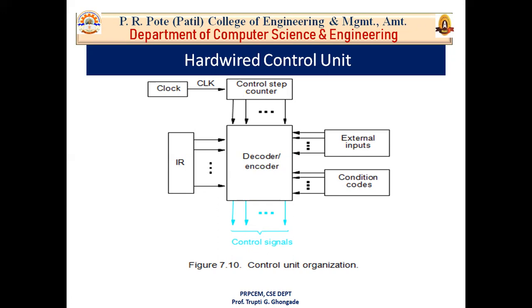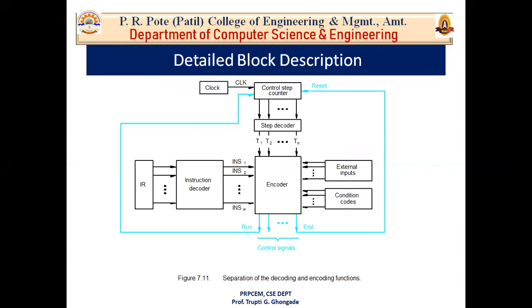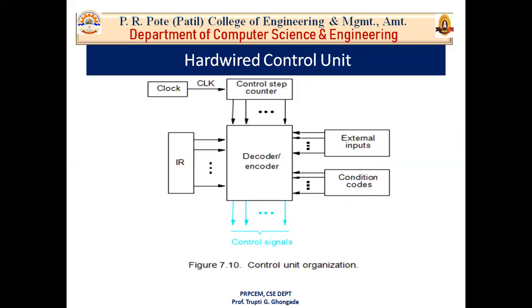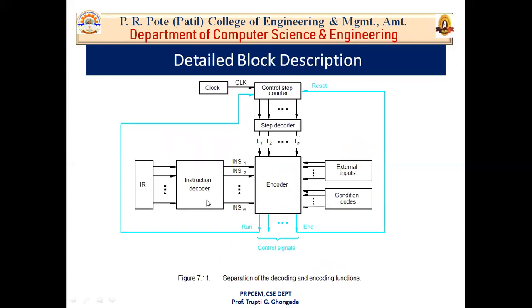Depending on the state of all its inputs, this decoder and encoder is responsible for generating control signals. By separating the decoding and encoding functions, we obtain a more detailed block diagram like this. Here the step decoder provides a separate signal line for each step. Now here we have separate encoder and decoder blocks. This is the instruction decoder and this is the instruction encoder.